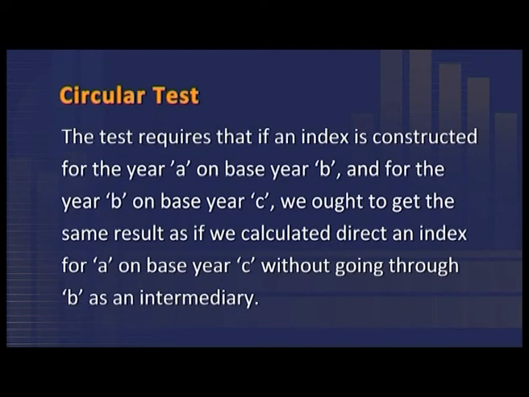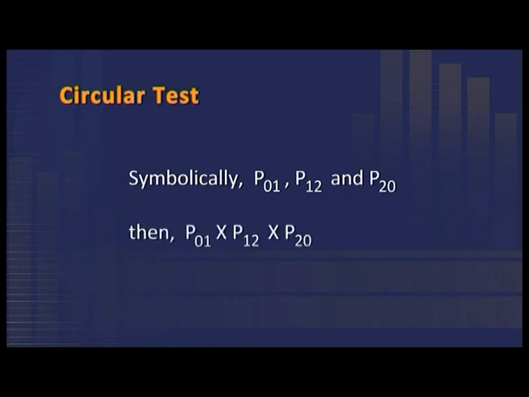The test requires that if an index is constructed for the year A on the base year B and for the year B on the base year C, we ought to get the same result as if we calculated directly an index for A on the base year C without going through B as an intermediary. Symbolically, if there are three indices P01, P12 and P20, then the circular test will be satisfied if the product of all the three indices is equal to unity.